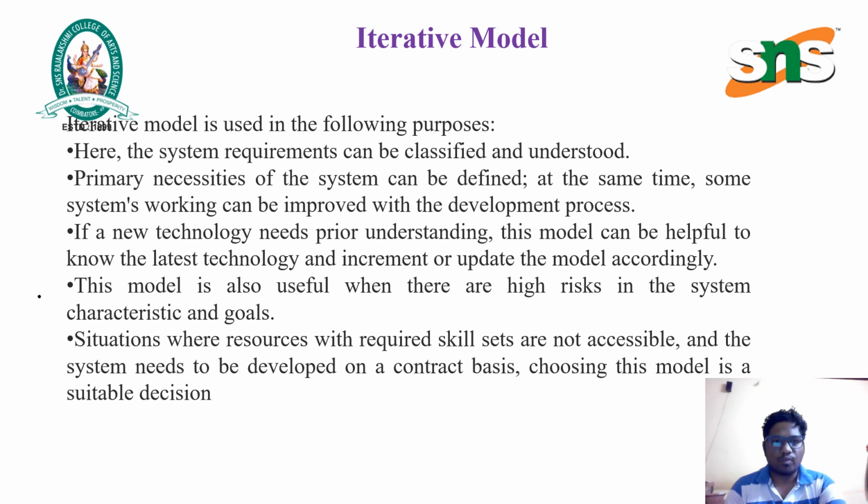The model is used for the following purposes. Here the system requirements can be classified and understood. The primary necessities of the system can be defined. At the same time, some system functions can be improved with the development process. If a new technology is needed, this model can be helpful in understanding the latest technology and incrementing the update of the model accurately. This model is also useful when there are high risks in the system characteristics. In situations where resources with the required skill sets are not accessible and the system needs to be developed on a contract basis, choosing this model is a suitable decision.